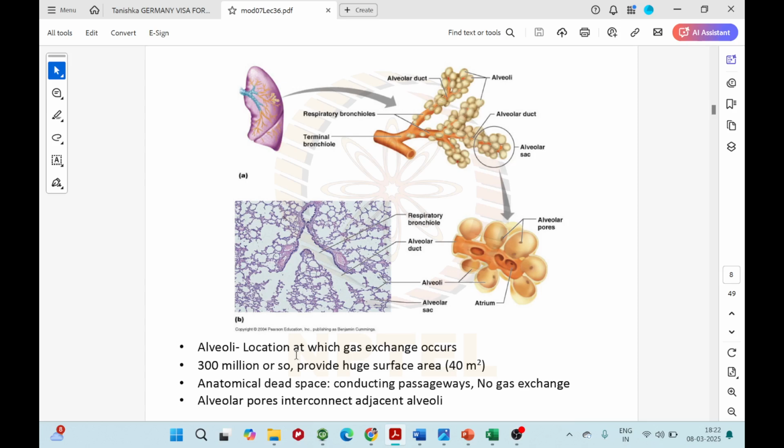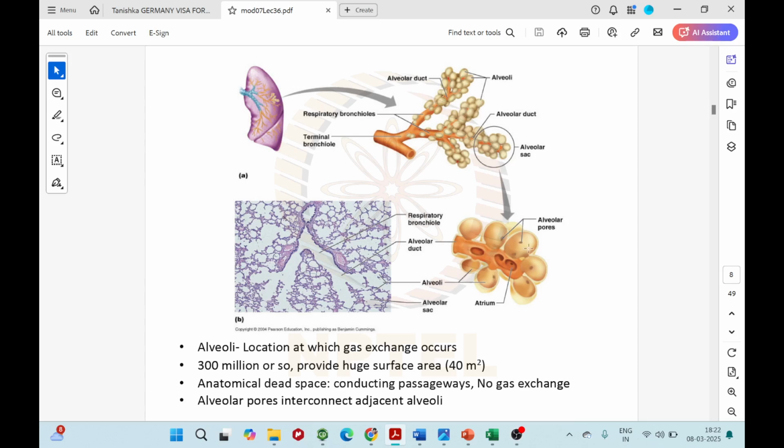So the alveoli are the location at which gas exchange occurs. These are the alveoli where the gas exchange actually occurs between the air and the blood. And 300 million or so provide a huge surface area. There are a lot of such alveoli present, and because of that it gets so much more surface area for the gaseous exchange to take place. The anatomical dead space is the conducting passageways where no gas exchange takes place.